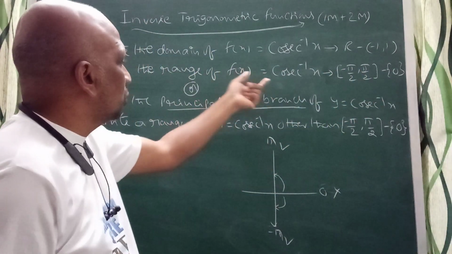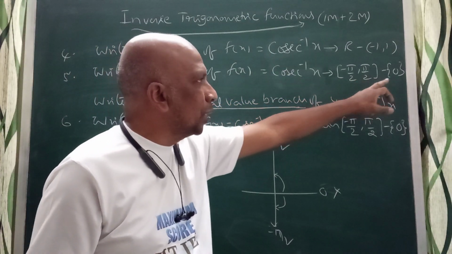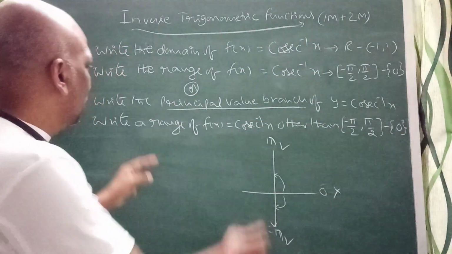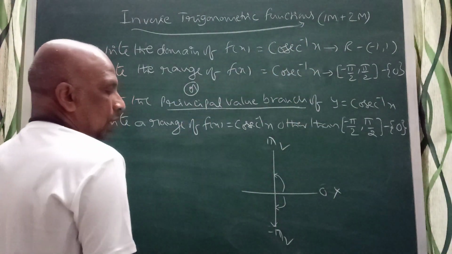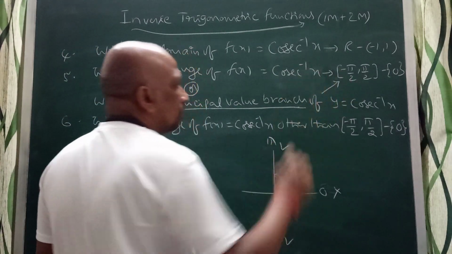So the range of cosecant inverse should be the closed interval minus pi by 2 comma pi by 2 except 0. That's the same thing I have taken. Even when they are asking for the principal value branch, the result will be the same thing.